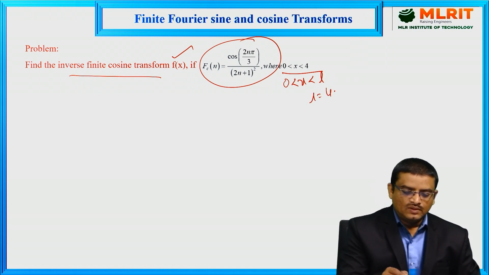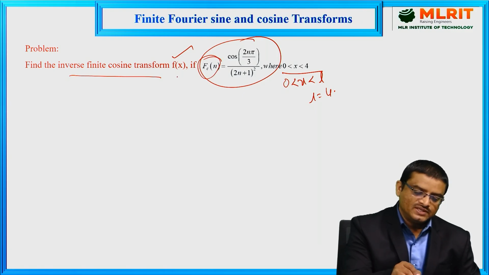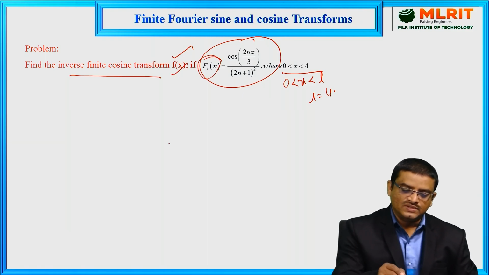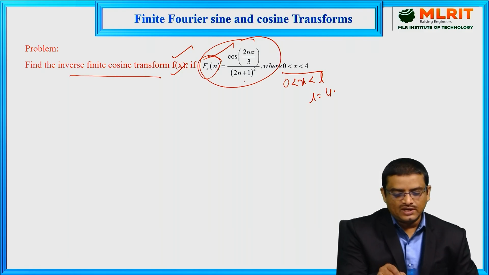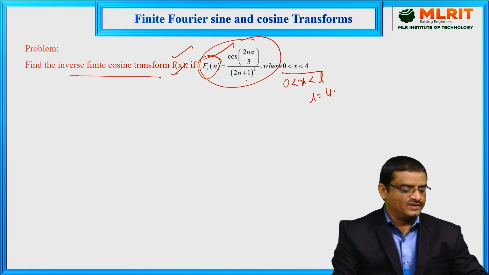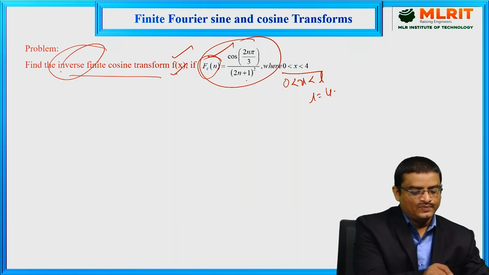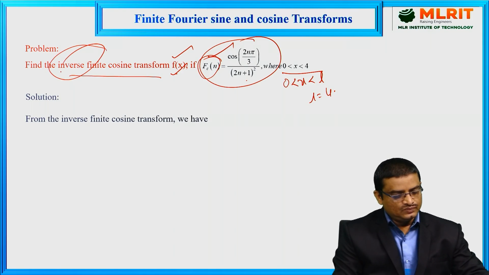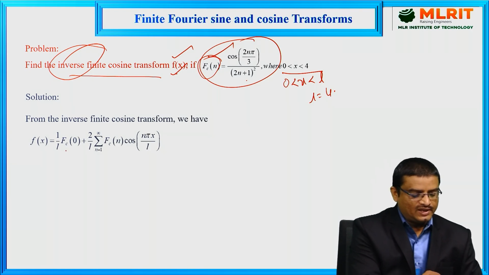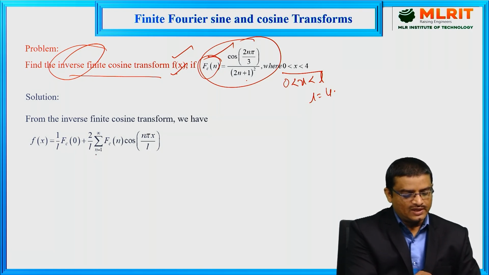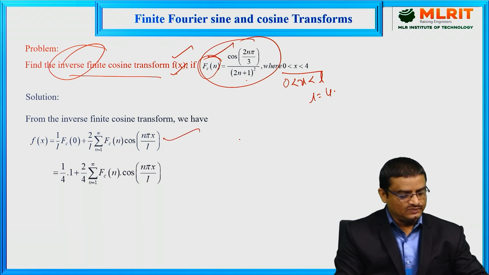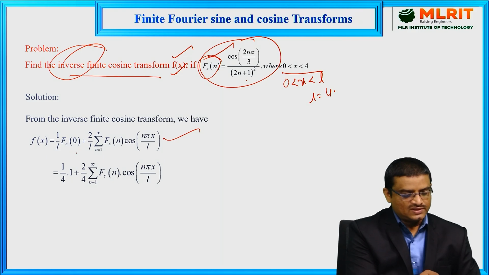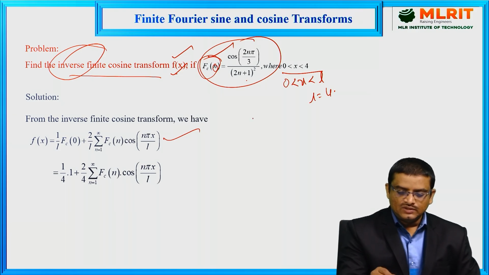So now for this function, otherwise we can say that we have to find out the value of f(x) for this given Fourier cosine transform value. In order to find out f(x), we have to apply the inverse formula here. So take the inverse formula: (1/L) F_c(0) + (2/L) summation n is equal to 1 to infinity. Substitute L is equal to 4 here. You will get (1/4) F_c(0), and then F_c(n).